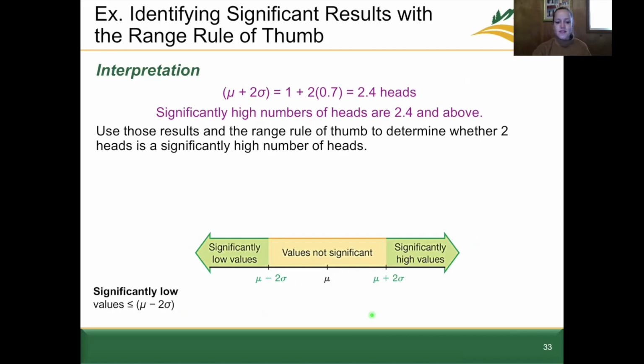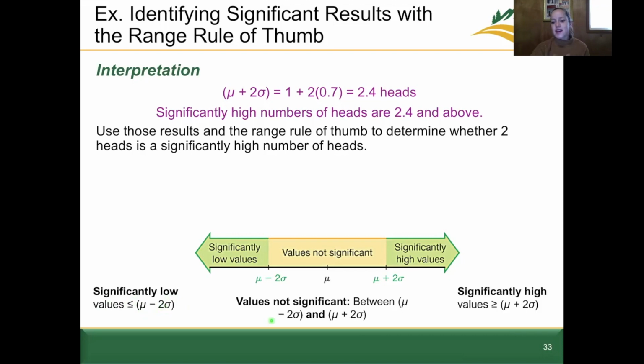So another addition to this figure is that values over here are significantly low values if they're less than or equal to mu minus 2 sigma. Then these values here are not significant. Then these values on this side are significantly high if they're greater than or equal to mu plus 2 times sigma. One thing these additions to this figure do point out is that when the value is less than or equal to this value, then it's significantly low. So it can also be equal to be considered significantly low. In the same respect, values that are significantly high can be greater than or equal to mu plus 2 sigma.